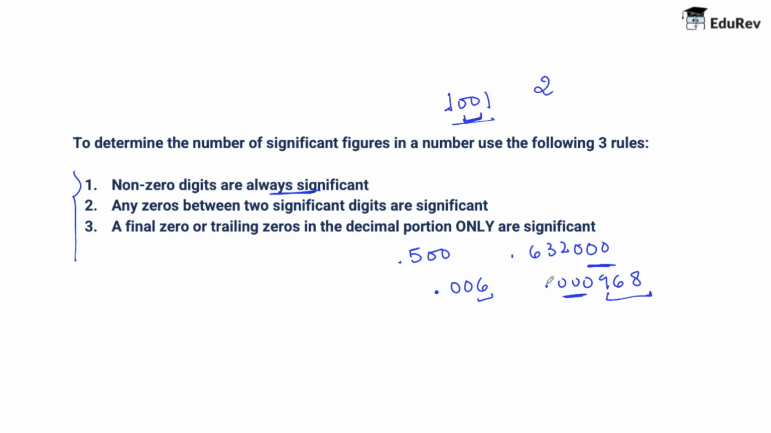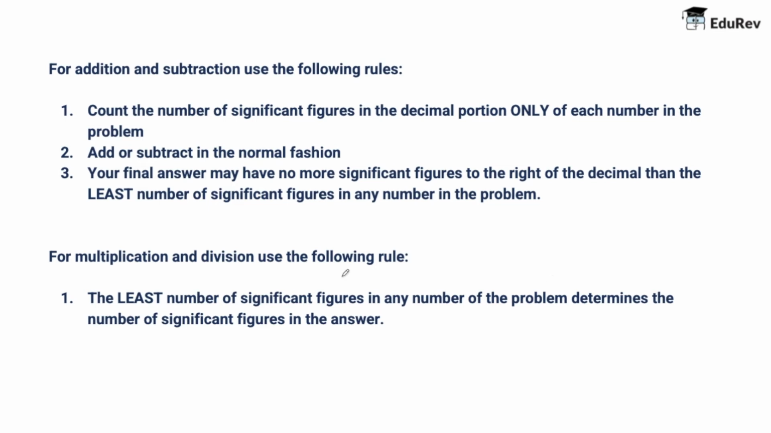Now let's quickly recap how you can do addition, subtraction, multiplication and division with significant digits. For your subtraction and your addition, first of all, you need to count the number of significant digits in the decimal portion only of each number in the problem. Then you add or subtract in the normal fashion. And lastly, your final answer may have no more significant digits to the right of the decimal than the least number of significant digits in any number in the problem. You need to keep this in mind.